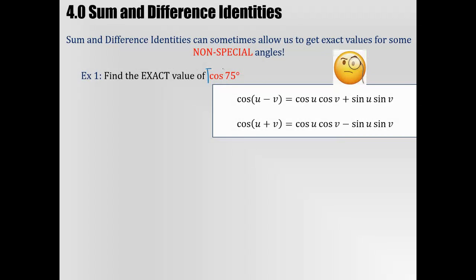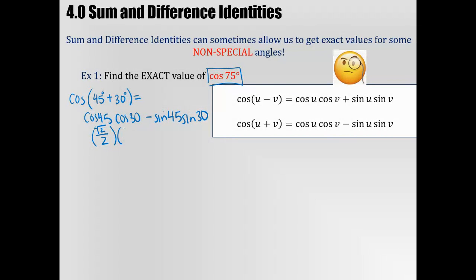Find the exact value for the cosine of 75 degrees. Well, let's think about how we can express 75 as either the sum or difference of two special angles. I'm going to go ahead and do 45 plus 30. Right? And then right here, I'm dealing now with the sum. So I've got the cosine of 45 times the cosine of 30 minus the sine of 45, the sine of 30. Right, so the cosine of 45 is root 2 over 2.